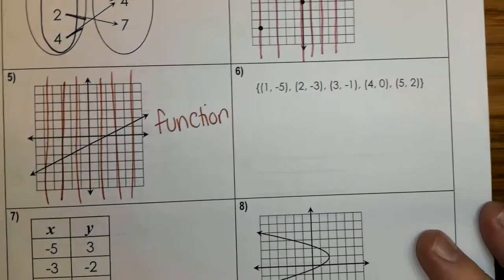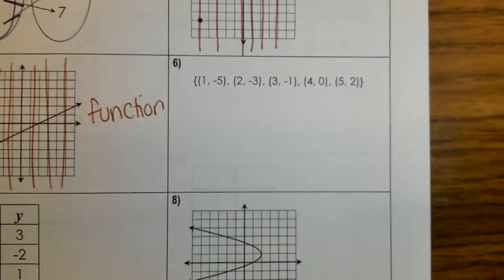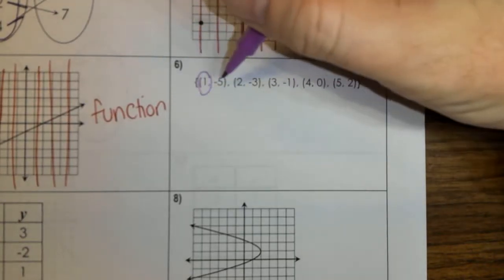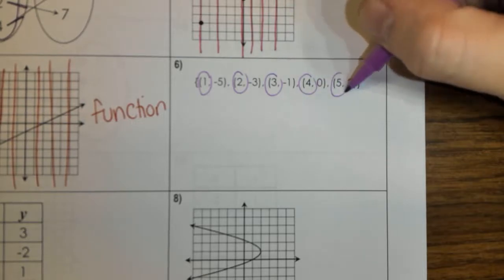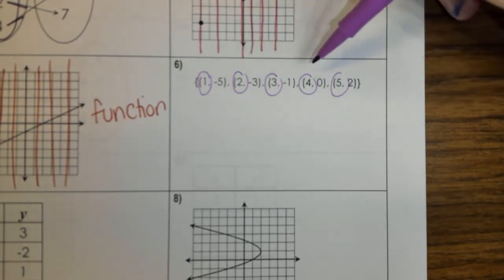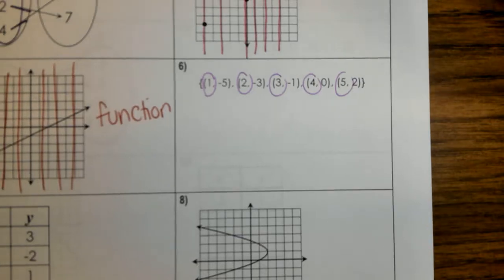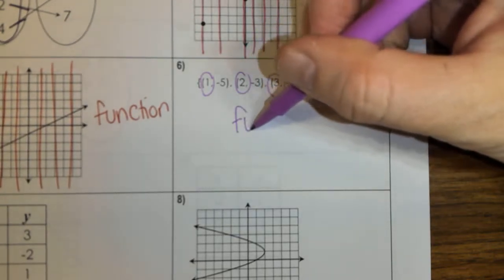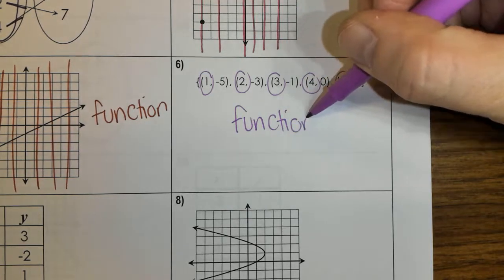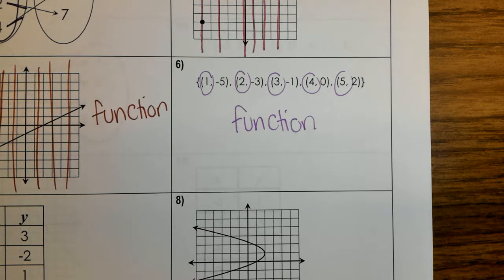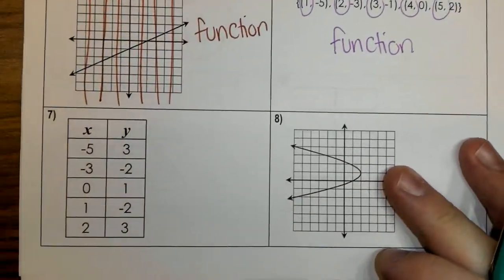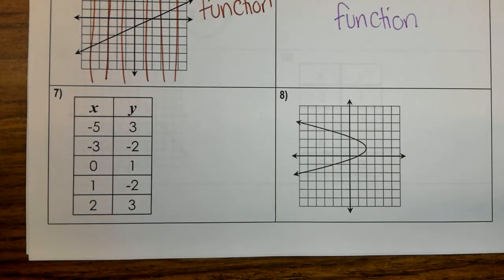Okay, next question, number 6. Ordered pairs again, so I'm only looking at my x values right here. So I have 1, 2, 3, 4, 5. Because they are all different, nothing repeats, this would be a function. And that's it. So once you get the hang of it, most of these tend to be very, very easy, very quick. You're doing math, but you're not showing any work really, except for the circling stuff or the lines and all that.